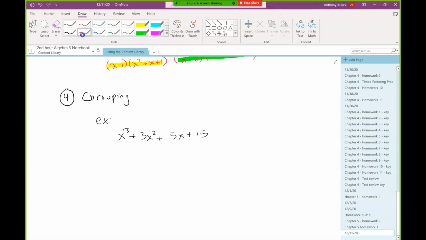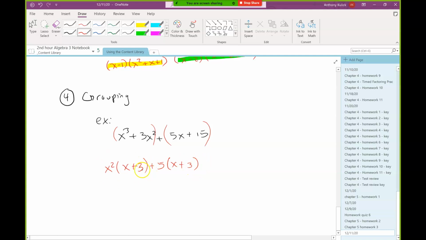I'm going to look for a greatest common factor in the first group, which would be x squared. When I factor out the x squared, x cubed becomes x, and 3x squared becomes 3. Looking at my second group, I look for a greatest common factor. That's 5. So 5x becomes x, and 15 becomes 3. Then if I look at this term and this term, I see there's a greatest common factor of x plus 3. When I factor that off, I see I have x squared plus 5.